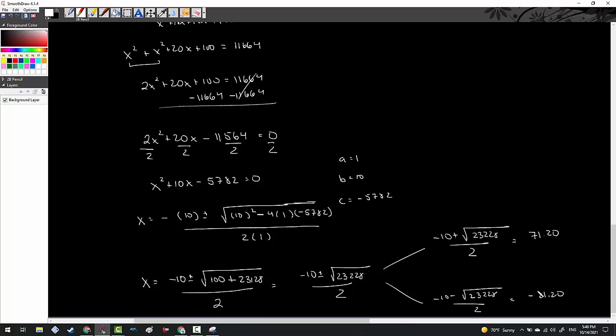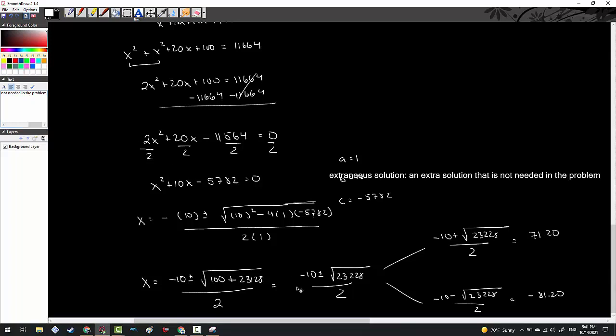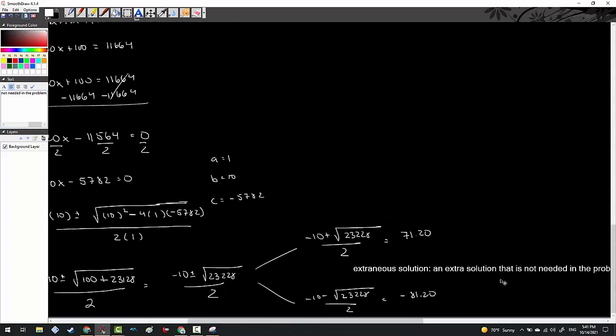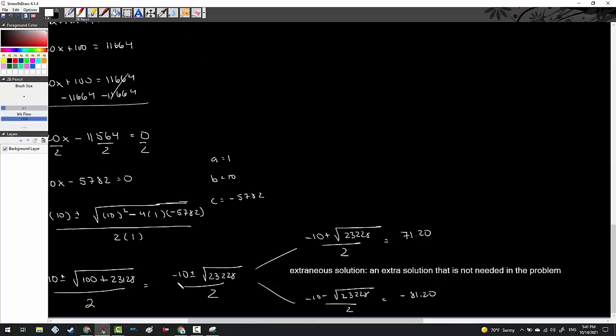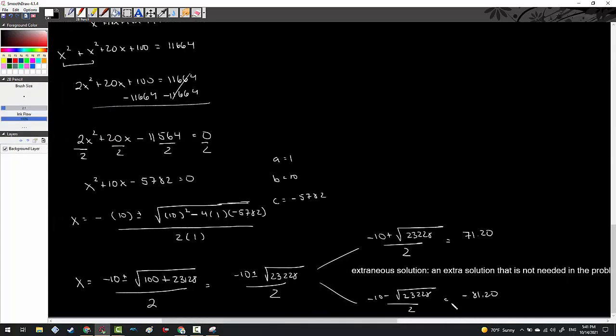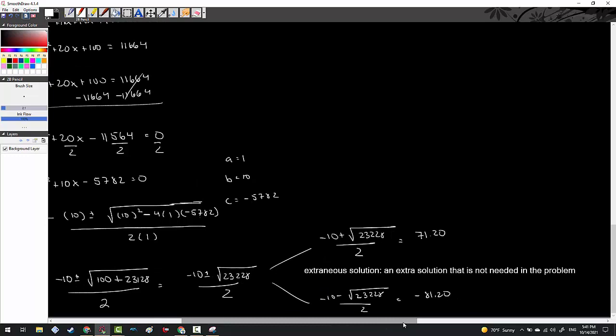So let's talk about extraneous solutions for a second here. An extraneous solution is an extra solution that is not needed in the answer, or it is not needed in the problem. It makes the problem undefined, or it makes the problem go weird. So ordinarily, if I was just to have you solve a regular quadratic, both answers would totally be valid, because again, we're looking for the x-intercepts of a parabola whenever we do the quadratic formula, and we're looking for the zeros of that function, right?